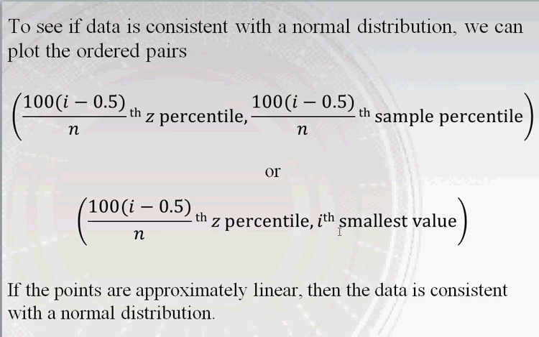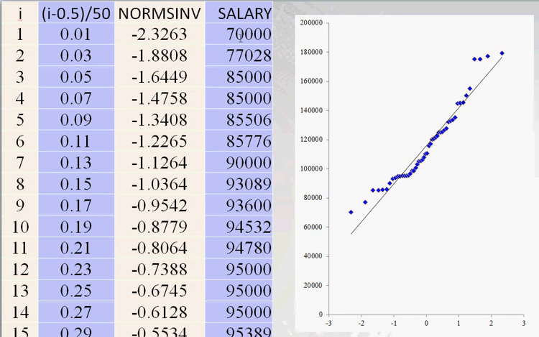The y coordinates will just be the values in order, and the x coordinates will be percentiles off of the bell curve. So for example, the smallest salary was $70,000. That corresponds to i equals 1. And so when i equals 1, we compute (1 minus 0.5) divided by 50, which gives me 0.01. Notice I did not put 70,000 in for i. I put 1 in for i, corresponding to the first value in the series.